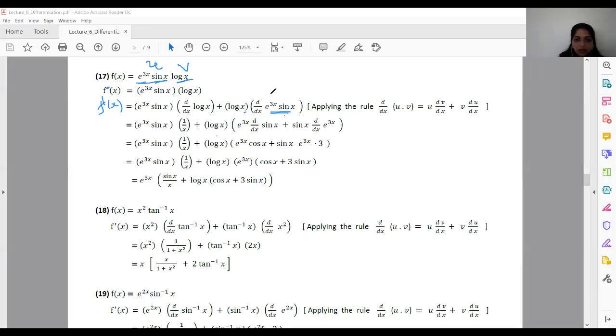In this bracket, again you have two functions which contain x. So e raised to 3x is your u and sin x is your v. So e raised to 3x, keep it same. The derivative of sin x is cos x. Sin x, keep it same. And the derivative of e raised to 3x is e raised to 3x, and by applying chain rule, into 3. So finally, e raised to 3x sin x into 1 upon x, plus log x into e raised to 3x into cos x plus sin x into e raised to 3x into 3.